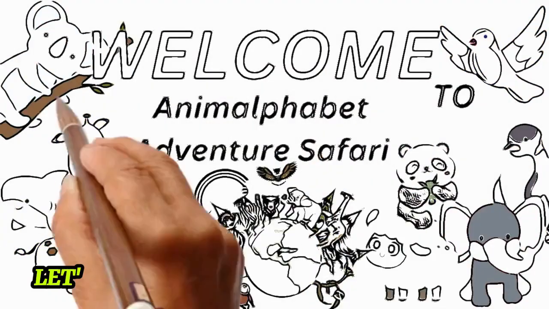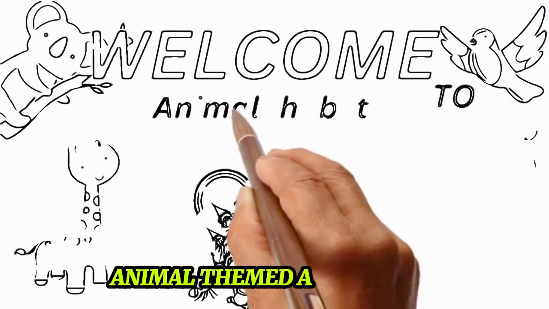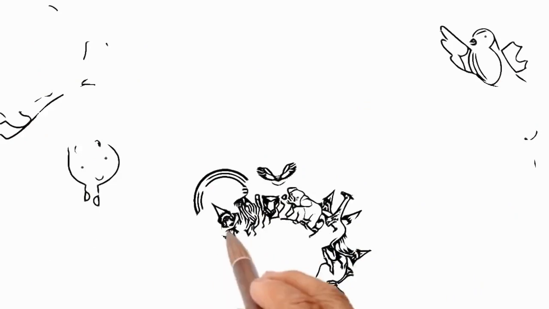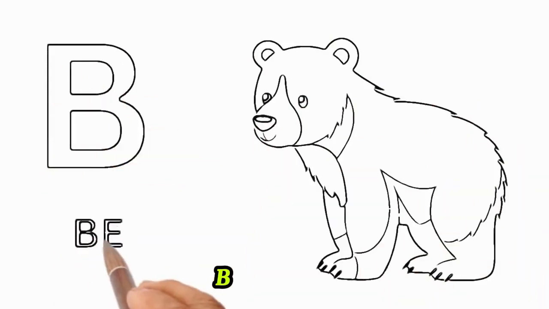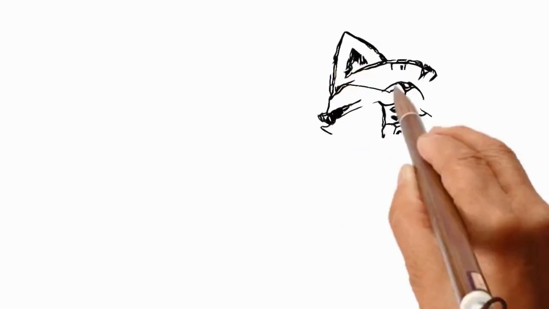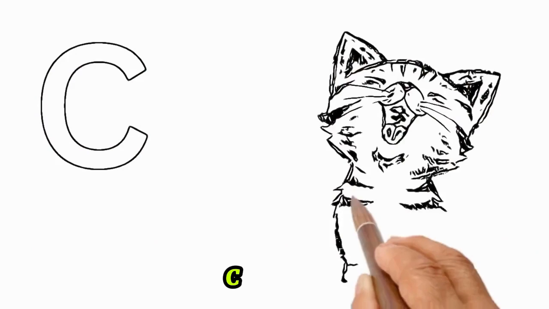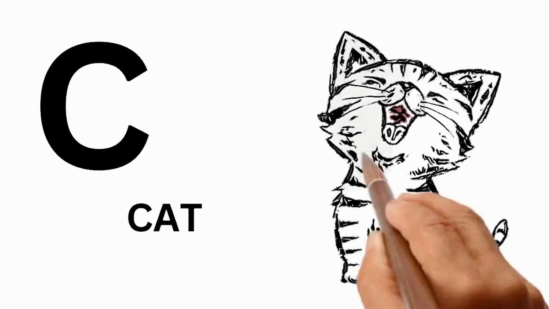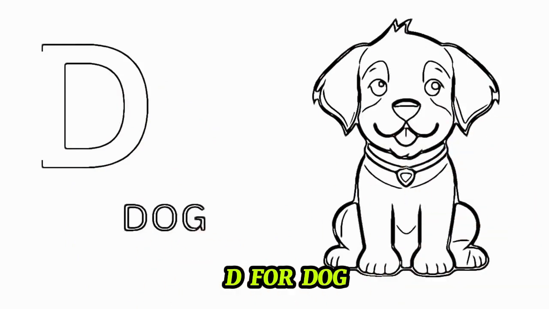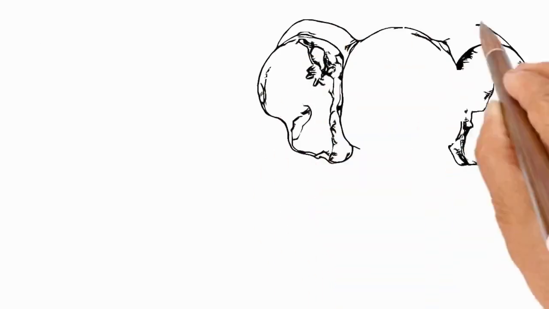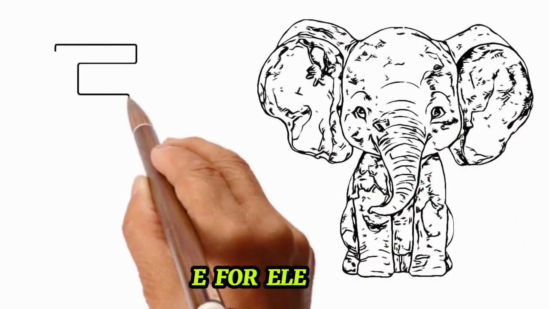Let's create a playful and educational animal-themed alphabet list. A for alligator. B for bear. C for cat. D for dog. E for elephant.